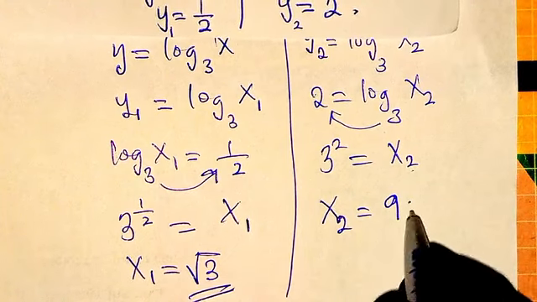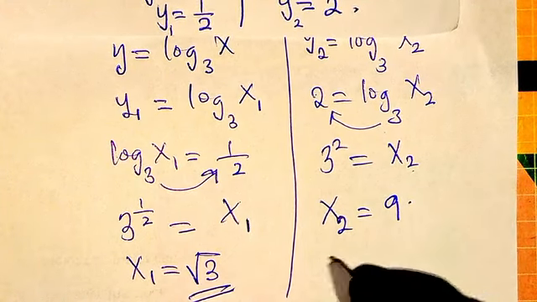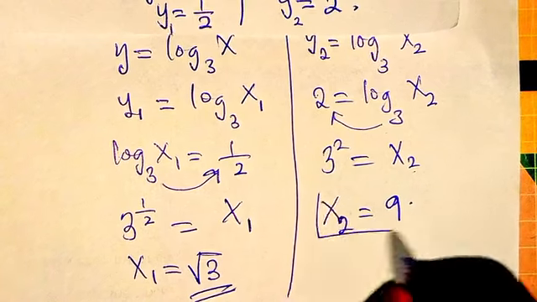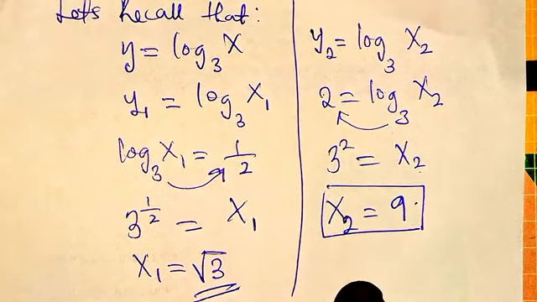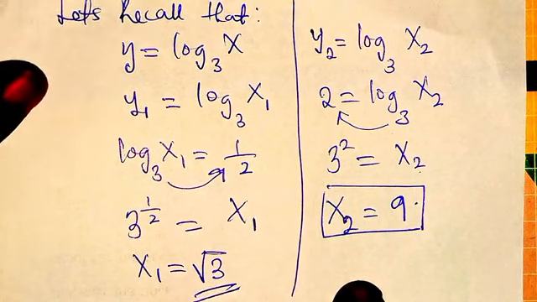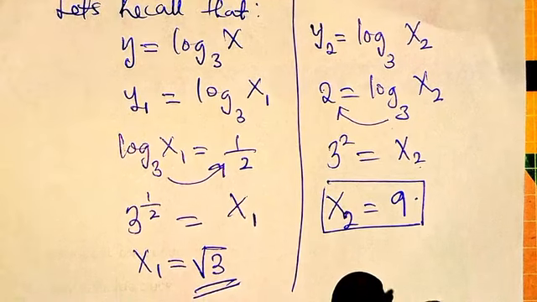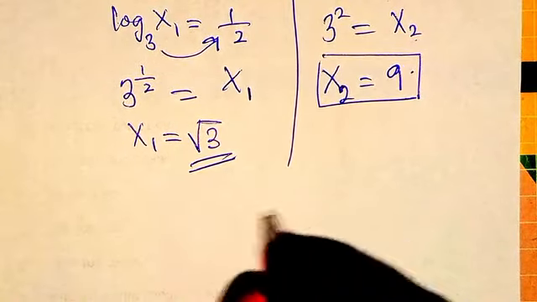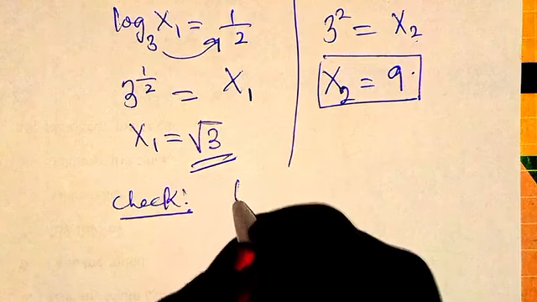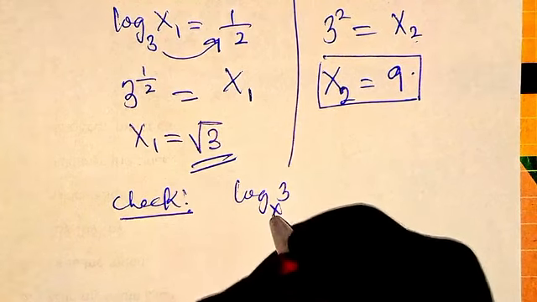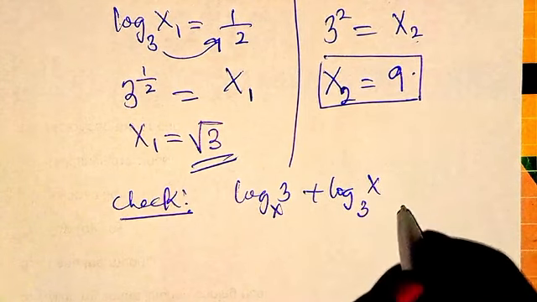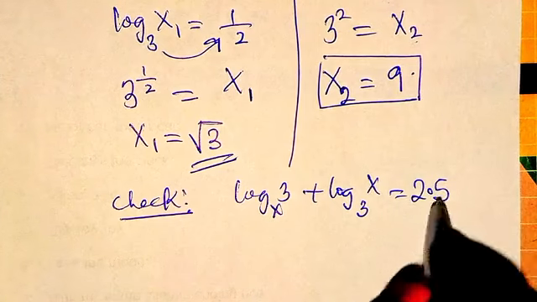So we have both solutions: x1 is root 3, and x2 is 9, and that is the solution to the problem, right? So now let's see, can we do the checking quickly? For one, let's just pick log base 3 of x plus log base x of 3. Let's see whether it's going to give us 2.5.